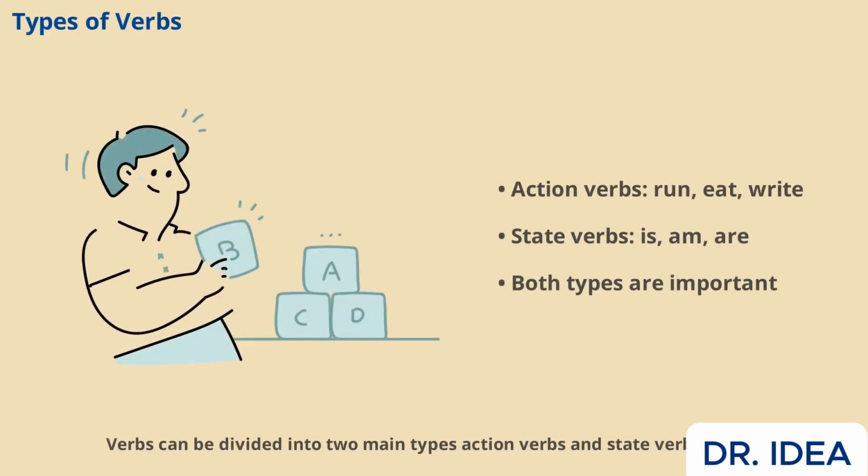Verbs can be divided into two main types, action verbs and state verbs. Action verbs are things you can do, like run, eat, walk, drink, study, watch, or write. State verbs describe a condition or feeling, such as is, am, are, seems, or feels. For example, he runs uses an action verb, while they are happy uses a state verb. Both types are important in English, and knowing the difference helps you build better sentences.